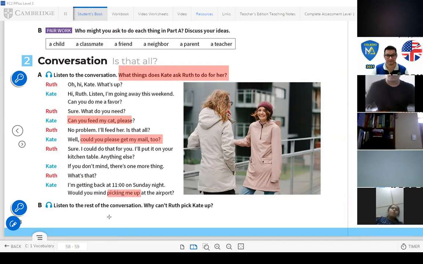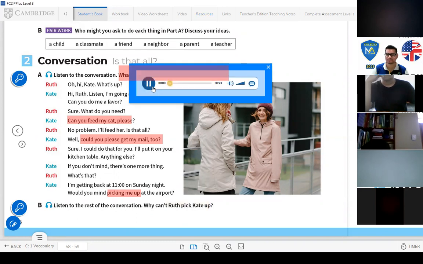And what happens? What do you think? Let's listen to the rest of the conversation, and here it says that Ruth can't. So pay attention. What is the reason? Pay attention. Part B.